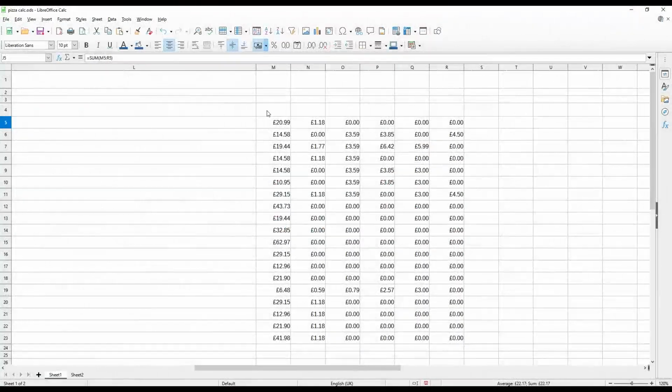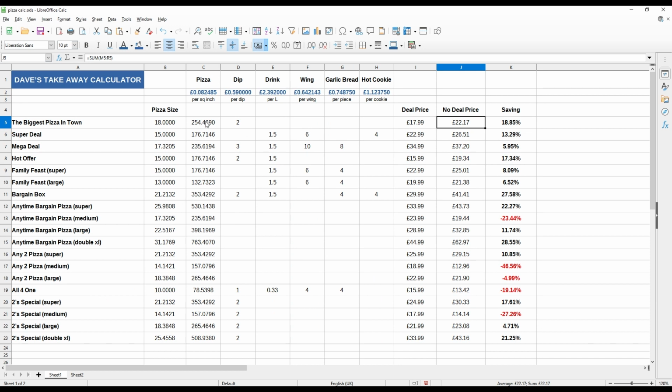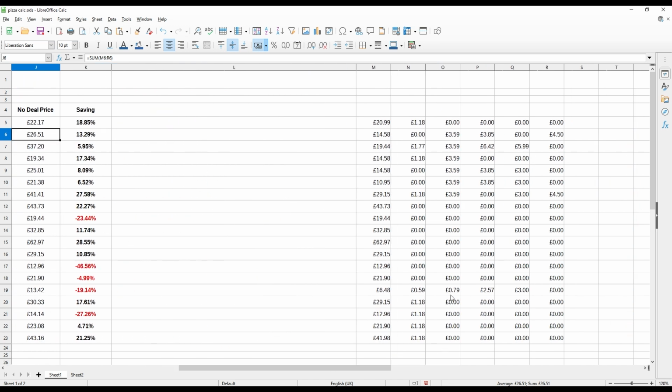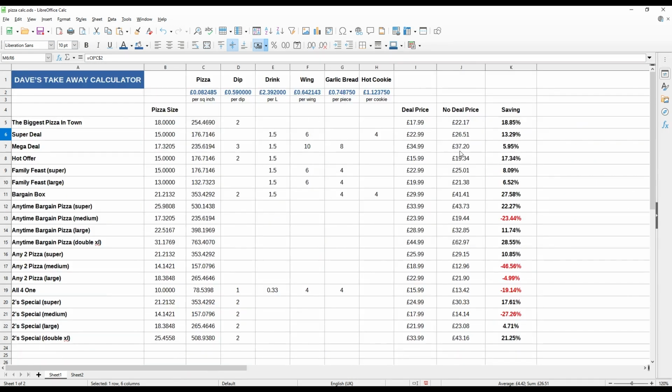Basically, I got a little set of figures here, which is the actual area multiplied by the price, and the dips multiplied by the price, and for example the drink multiplied by the price, and that gives us a no deal price when you add all of those figures together. So if you add all of this row together, that comes out to be the no deal price. So that's what would happen if we were buying these off the menu without a deal.